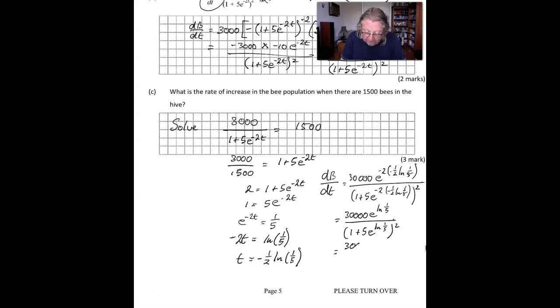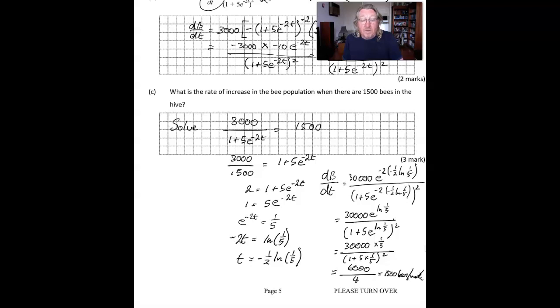So that's 30,000 times by 1/5 over (1 plus 5 times by 1/5) squared, and that becomes 30,000 divided by 5 is 6,000, and this becomes 1 plus 1 squared, that's 2 squared is 4, so it's 1,500 bees per month.